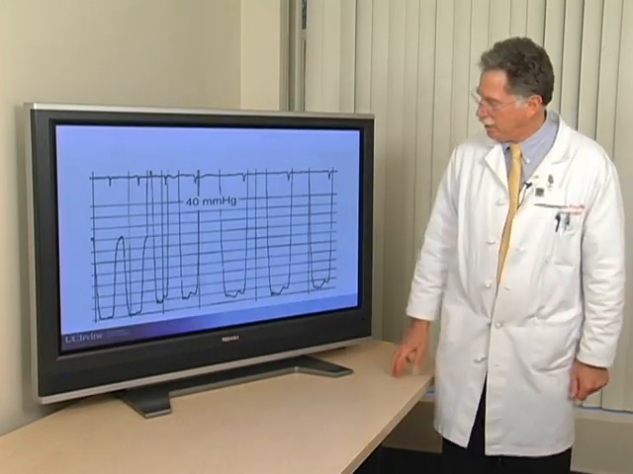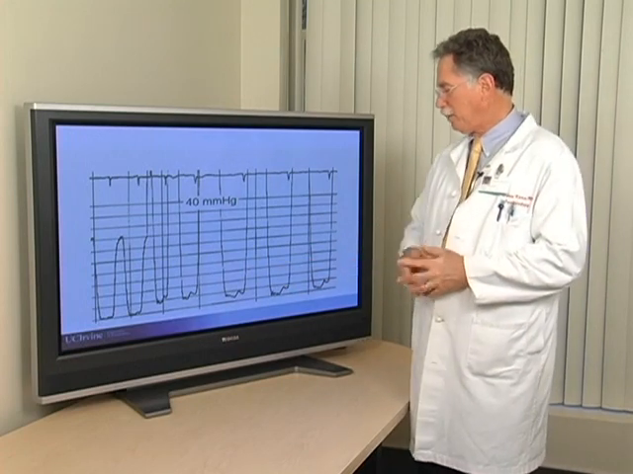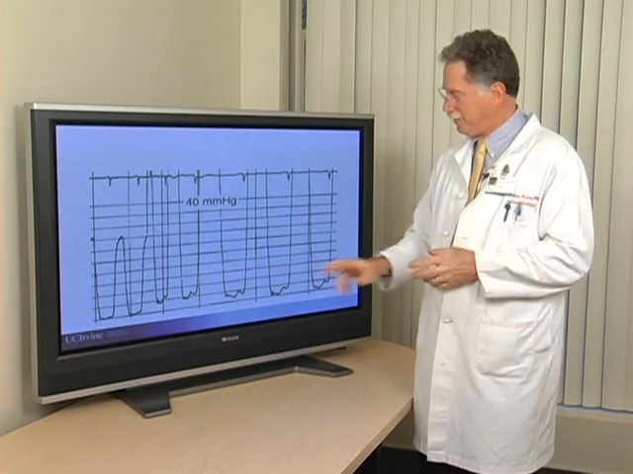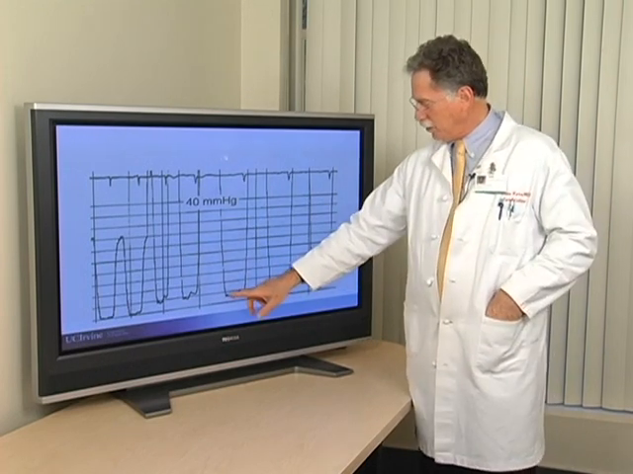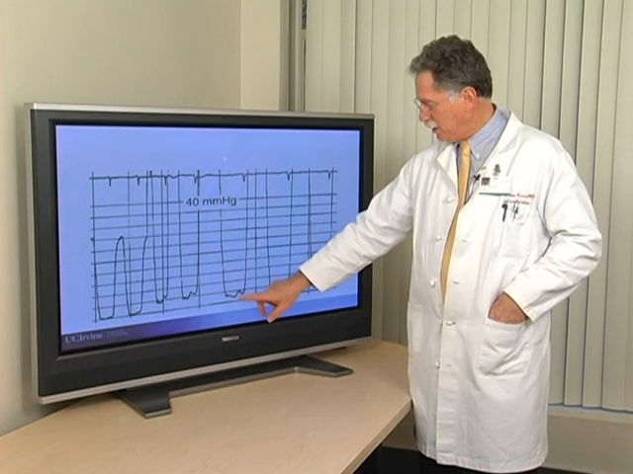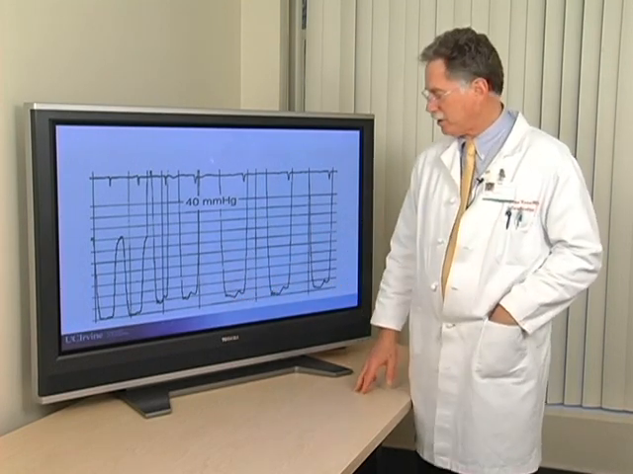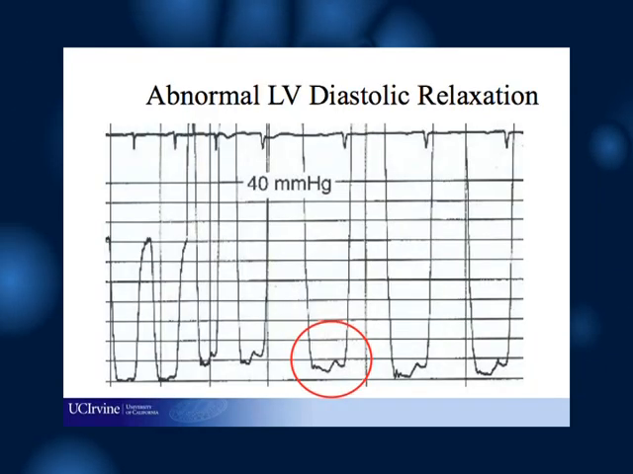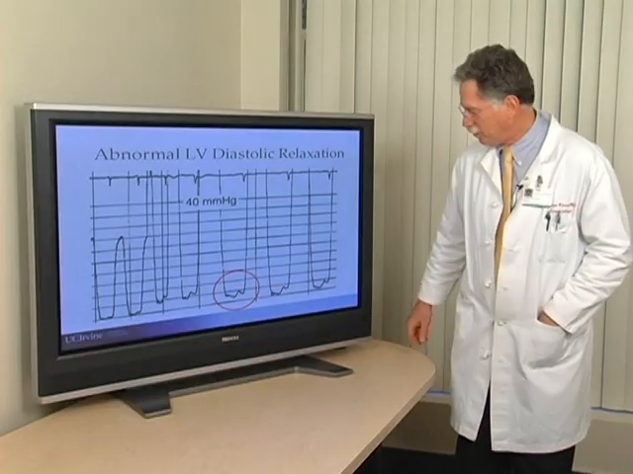Now, unfortunately, some patients don't have normal ventricles. Their LV pressure waves may appear unusual, and in fact, this is an abnormal pressure wave. Notice that the lowest pressure is not early, it's mid in a lot of these beats. This is an abnormal configuration of diastolic pressure, and it represents abnormal left ventricular relaxation, characteristic of diastolic dysfunction. And indeed, that's exactly what this patient had.